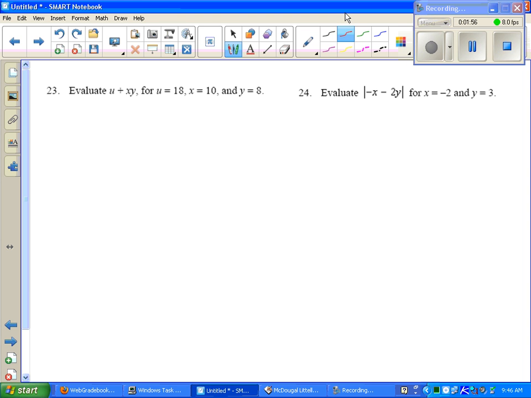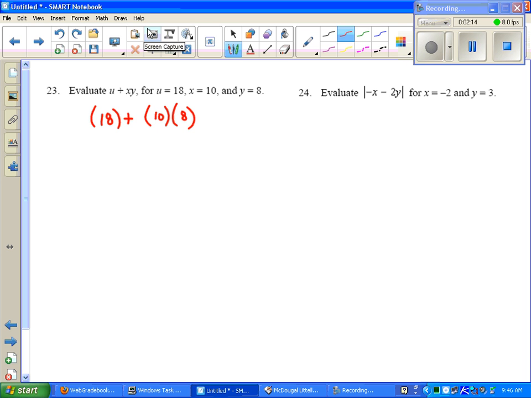Number 23 says evaluate u plus xy when u is 18, x is 10, and y is 8. In place of u, you just plug in 18. Plus, in place of x, you plug in 10. In place of y, you plug in 8. That's all we did, was plug those values in.